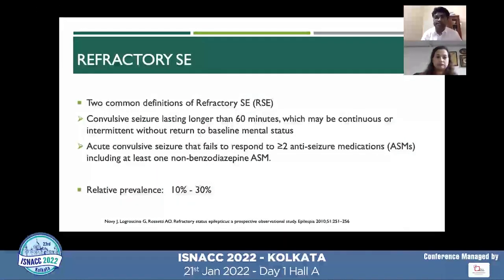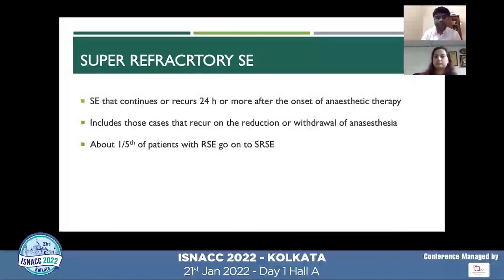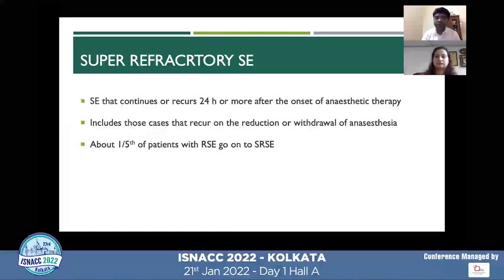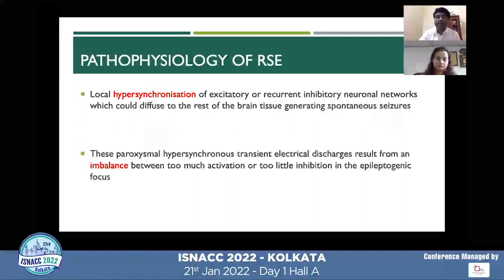What is refractory status epilepticus? If a convulsive seizure lasts longer than 60 minutes, which may be continuous or intermittent without the return to the baseline mental status, or if an acute convulsive seizure fails to respond to 2 anti-seizure medications, one of them being a non-benzodiazepine anti-seizure medication, it is called refractory. The relative prevalence is almost 10 to 30%. When a seizure continues or recurs 24 hours or more after the onset of anesthetic therapy, or if it recurs on the reduction or withdrawal of anesthesia, it is called super refractory status epilepticus, and almost 1/5 of the patients with refractory status epilepticus go on to have super refractory status epilepticus.